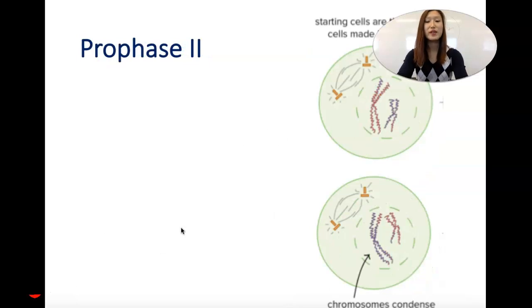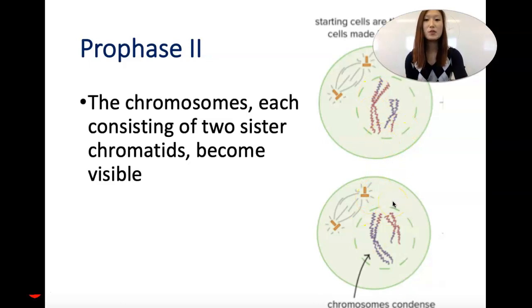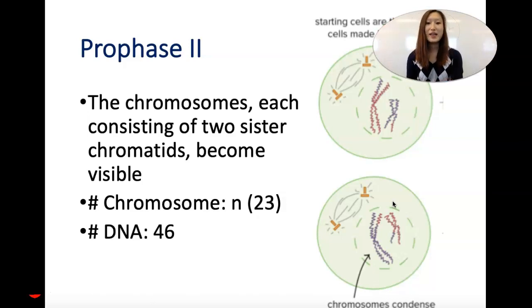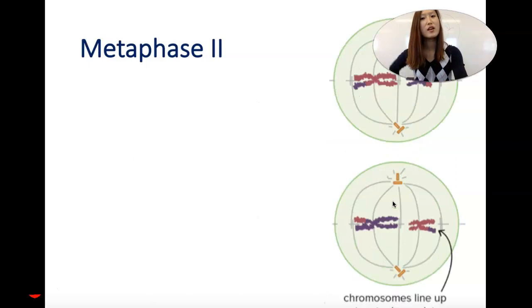So now we start with prophase 2. We have 2 cells. It's already haploid. We have 2 chromosomes in each cell. The chromosomes, each consisting of 2 sister chromatids, become visible, right? Because every single time you have prophase, the DNA has to condense. Number of chromosomes, N, 23. No pairs. We split the pairs. We split the couples. Everybody's single. Okay? Number of DNA, 46, because we have duplicated chromosomes. So each chromosome contains 2 pieces of DNA. I hope this all makes sense, right? If you're not really sure what's going on, back up and rewatch.